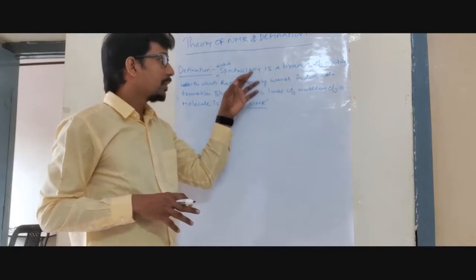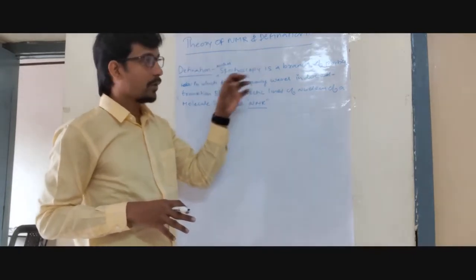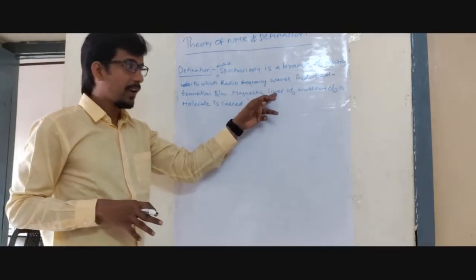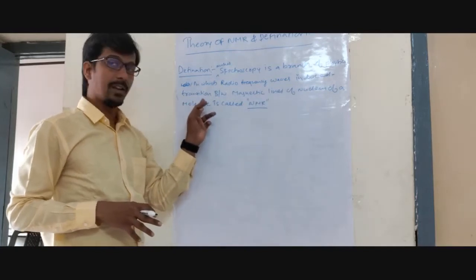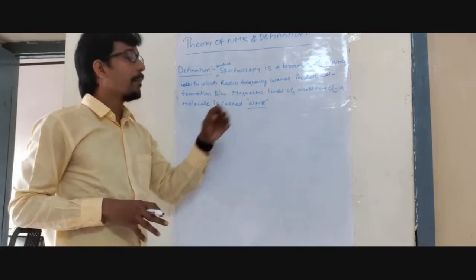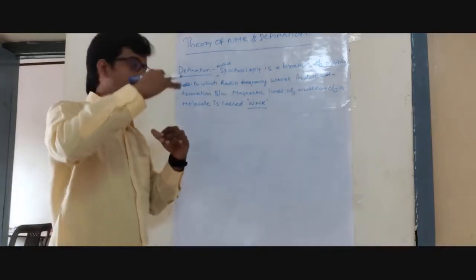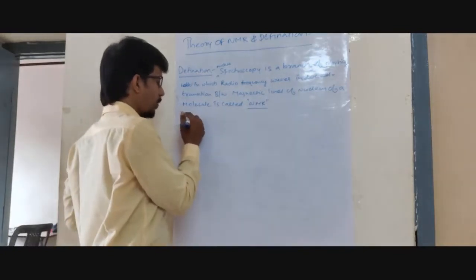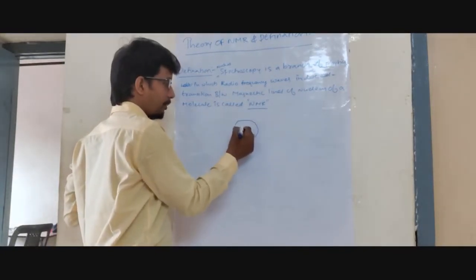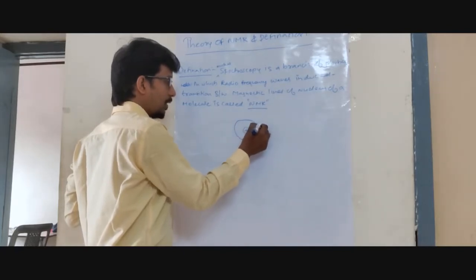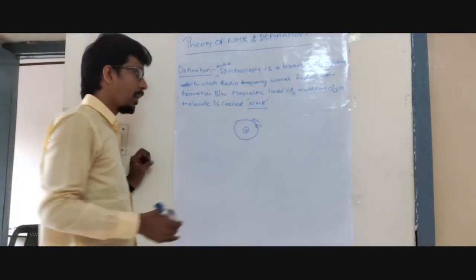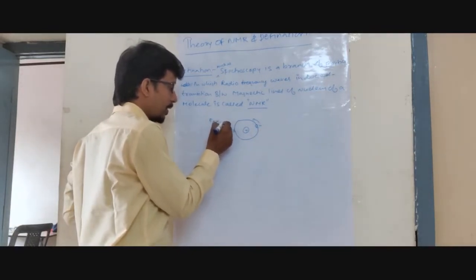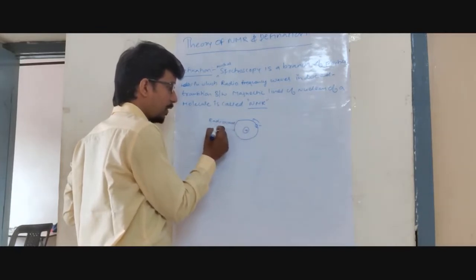So nuclear magnetic resonance is a branch of spectroscopy in which radio frequency waves induced transition between the magnetic lines. So magnetic lines can be different, of nucleus of a molecule is called NMR. Simply, in a nutshell, when you have taken the nucleus, an electron is revolving around the nucleus. What will happen when we are applying some radio waves? Radio waves are getting applied on the nucleus.